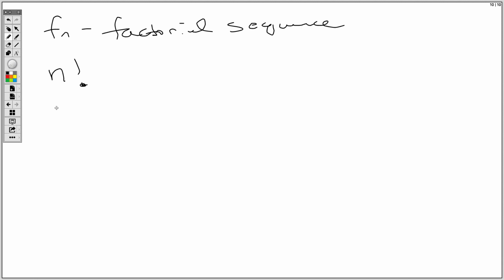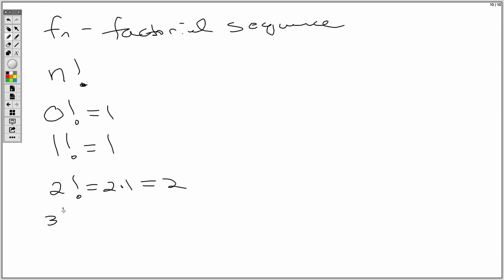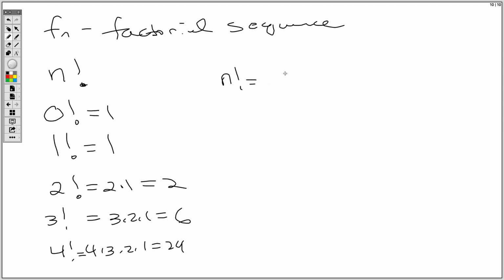So written with this notation, 0 factorial is defined to be 1. 1 factorial is 1. 2 factorial is 2 times 1. 3 factorial is 3 times 2 times 1. 4 factorial is 4 times 3 times 2 times 1, etc. In general, n factorial, the way you could describe it explicitly, is n times all the numbers that go before it until you get down to 1, with the exception being 0 factorial, which starts you off at 1.